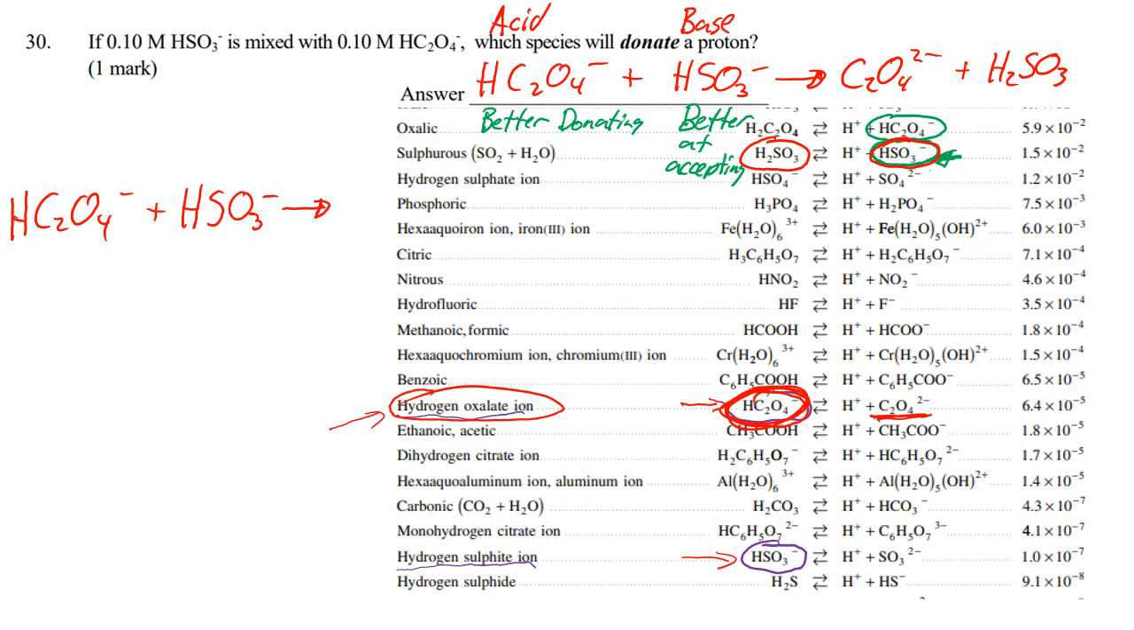Like that. So to answer the question more directly, which species will donate? This one's the donator. Okay, HSO3 minus is the acceptor. So hopefully that makes sense. I try to pick out some of the questions that you might have had difficulties with, and or maybe you didn't quite understand. That's how you answer those particular ones right there.